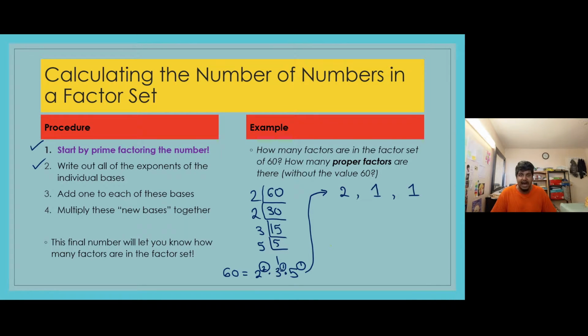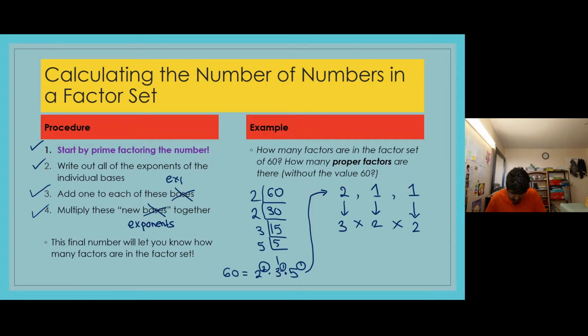Now the third step is to add 1 to each of these exponents. So let's do that quickly. 2 plus 1 is 3. 1 plus 1 is equal to 2. And again, 1 plus 1 here is equal to 2. That's step number 3. And step 4 is to multiply all these new exponents together. There is one correction: you add 1 to each of these exponents, and then you multiply them together. Okay, so that is a quick clarification to make.